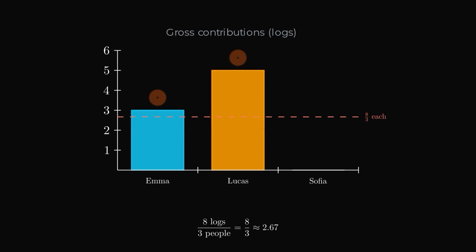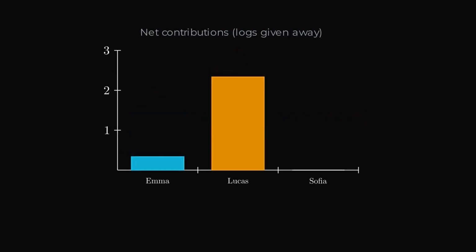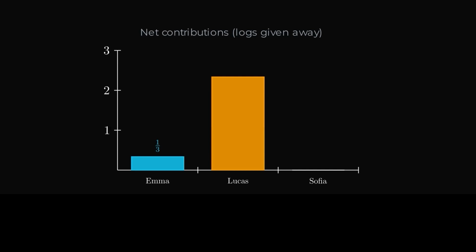We draw that line on the chart. Everyone is accountable for the same amount. The question is simply, who already covered their share and by how much? Now we subtract. Emma brought 3 logs. She consumed 8/3. 3 minus 8/3. Convert 3 to 9/3. 9/3 minus 8/3 equals 1/3. That is Emma's net contribution, the fuel she gave to the stove above and beyond her own usage.